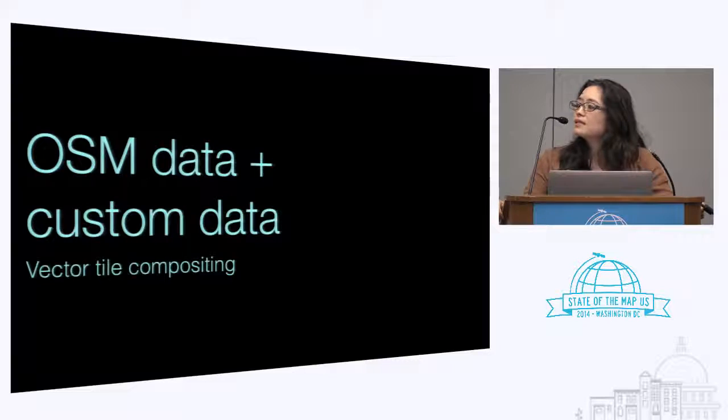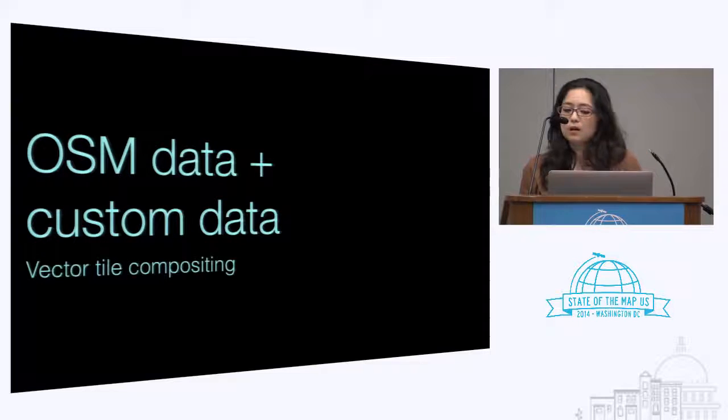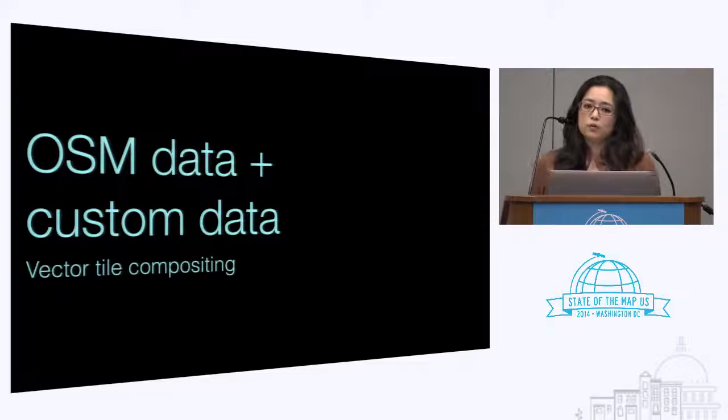So another consideration when thinking about which data you want to include in your map is you might have some custom data that you know you want to incorporate into your map. And I'm going to talk about this a little bit in terms of vector tile compositing, because there's some cool things you can do with vector tiles.